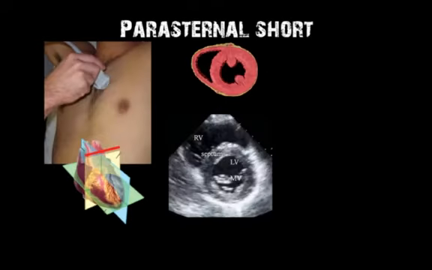By staying in the same position and rotating the probe clockwise 90 degrees, we get a transverse or short axis view of the heart. By moving in the direction from the patient's right shoulder to his left hip, that is, following the heart's axis, we can see the same view at the level of the mitral valve, as shown in this picture, or further down at the level of the mid-papillary muscles, or apex.